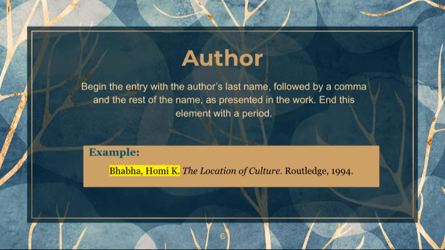The first core element to look for is going to be the author. Now, you need to begin this entry with the author's last name, followed by a comma, and the rest of the name as presented in the work. You will then end this element with a period.